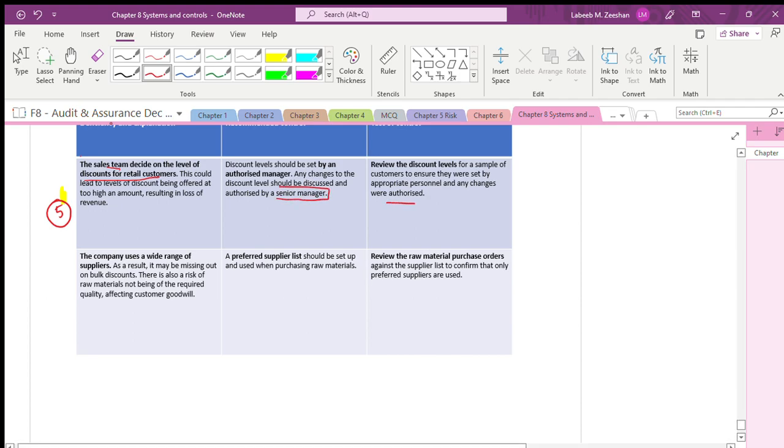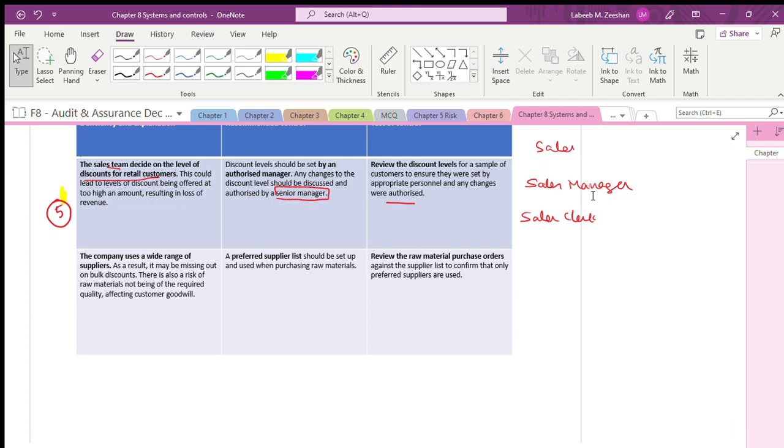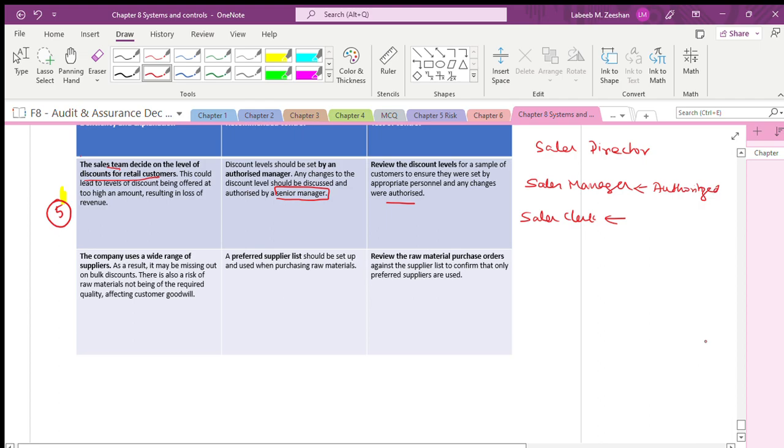Very clearly by the senior manager. You should not say director also. See the thing. That's what it says. You will have the sales clerk here, you will have the sales manager, and you have the sales director. One is clerk, one is manager, one is director. The sales clerk is not authorized to do anything. The sales manager is authorized. That is the job. What will the sales director do? The sales director will review.